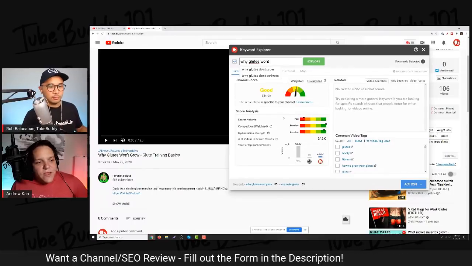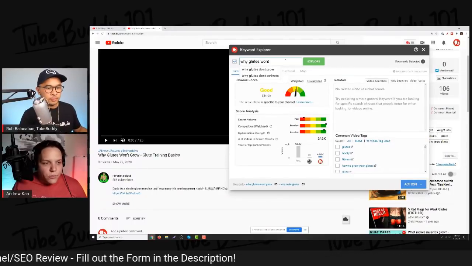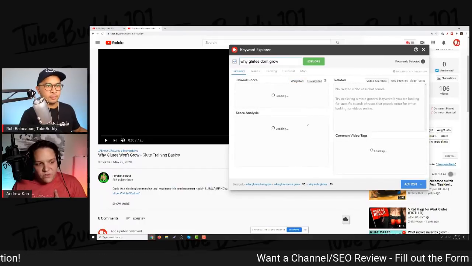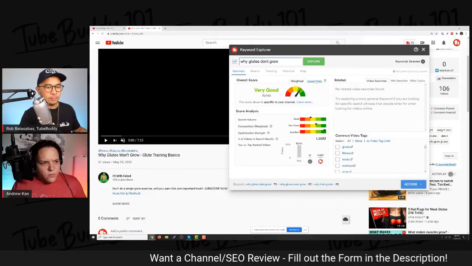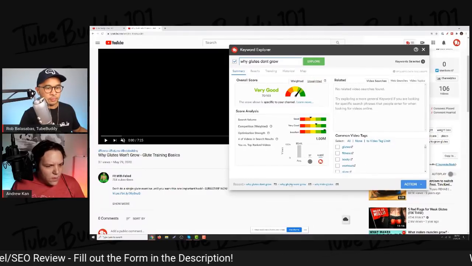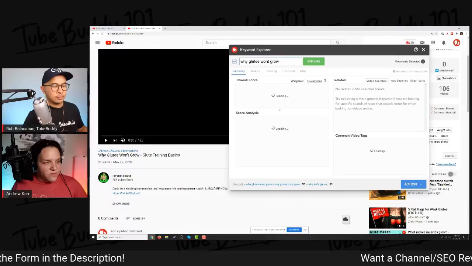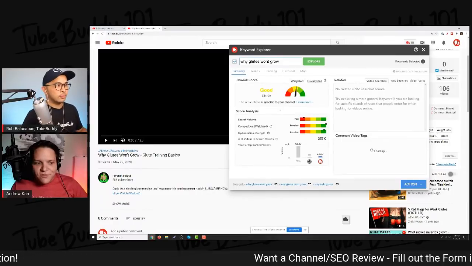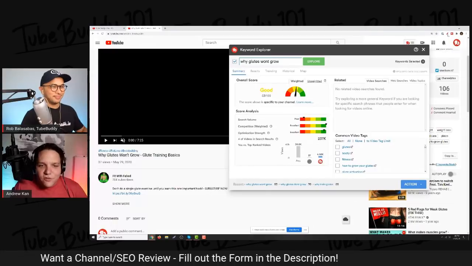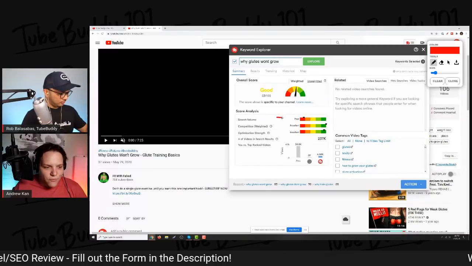But you see, the thing I see here when we look at why glutes won't grow, I'm starting to see a few things that make me a little nervous, right? So why glutes won't grow? I accidentally typed in don't, but this is focused on won't. There is a difference. The main thing I'm seeing here is the search volume is actually pretty poor for this term.